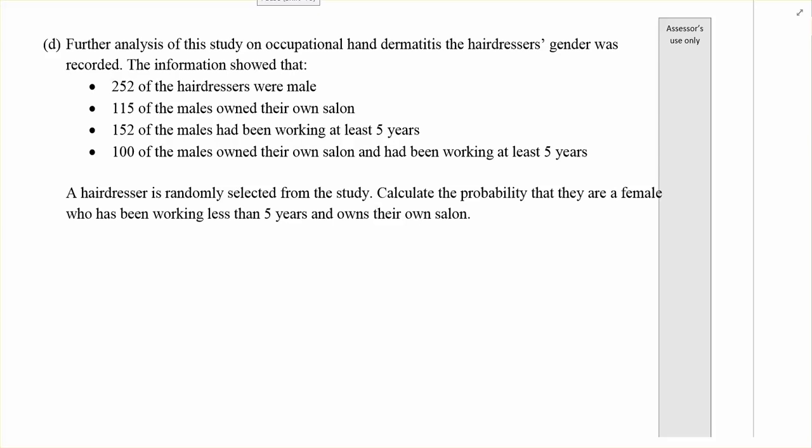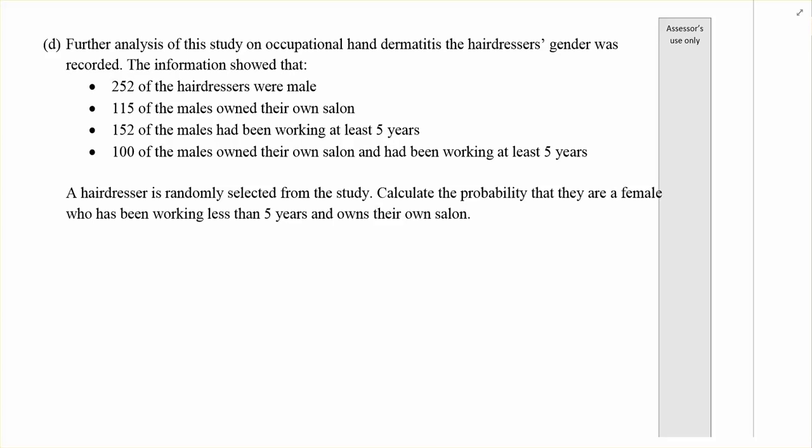Welcome back. So this is the very final question of the Level 3 Probability Practice Exam for Lincoln High School 2015. So question 3D. Further analysis of the study on occupational hand dermatitis. The hairdresser's gender was recorded. Sentence doesn't really make sense, does it?